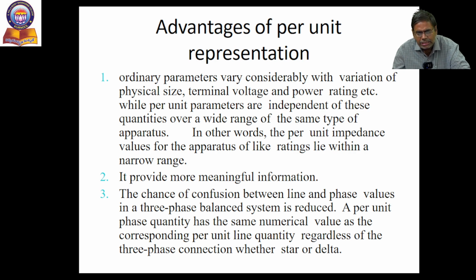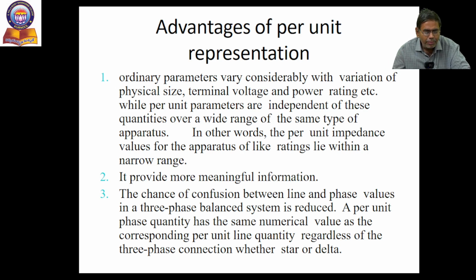Ordinary parameters may vary with the variation of physical size, terminal voltage and power rating, while per unit parameters are independent of these quantities over a wide range of the same types of apparatus. In other words, per unit impedance values are approximately alike for equipment with ratings within a narrow range. It provides more meaningful information.